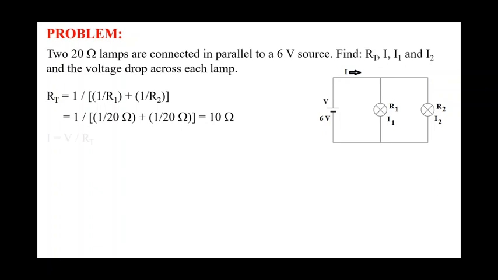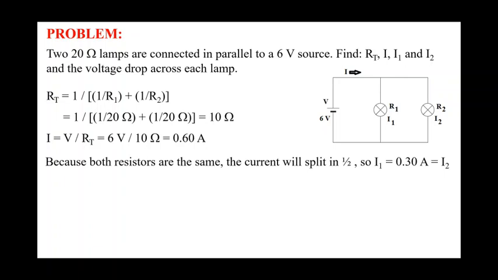Once we have that total resistance, we can find the current, I. So it'll be the voltage from the source divided by the total resistance. So 6 volts divided by 10, which would give us 0.6. Okay. Now we have a couple of different options as to how we can proceed. So one way would be to suggest that, because R1 and R2 are the same, the current is going to split in half. So half the current will go through R1, half the current will go through R2. So I1 and I2 will both be 0.3 amps. So that's one way to proceed with the solution.